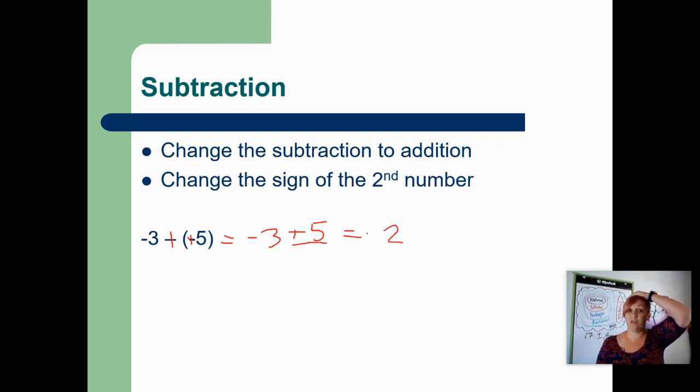5 is bigger and 5 is positive, so the answer is +2. Let's try one more subtraction, and then we'll talk about multiplying and dividing.